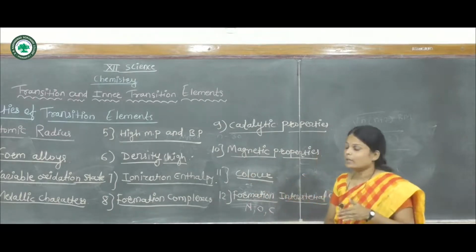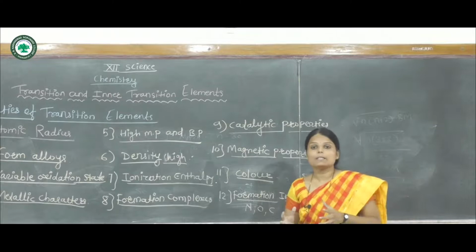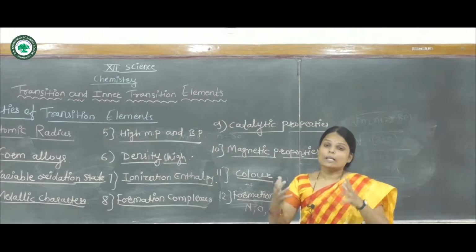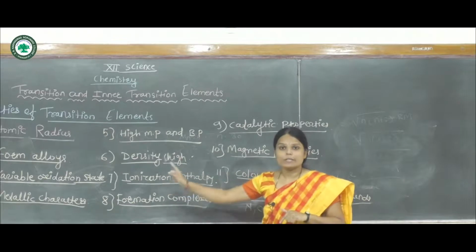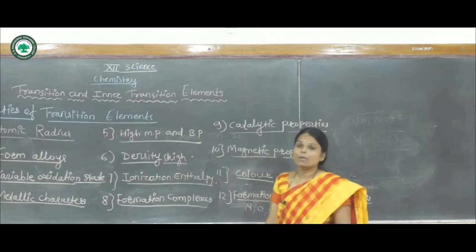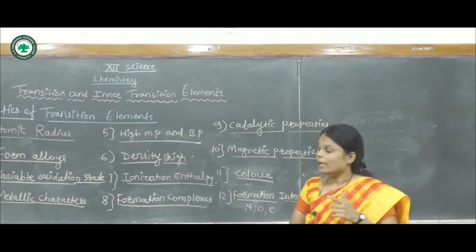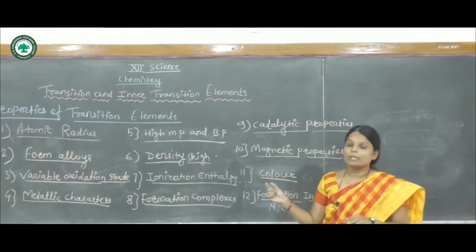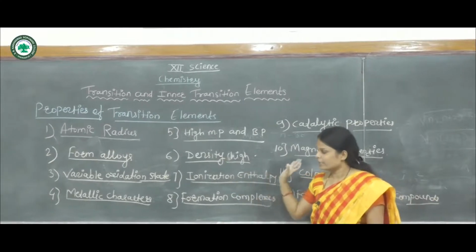They can form alloys. Why do they form alloys? Because all transition elements are metals, and metals combine with each other and easily move from one place to another, and that's why they can form alloys. The third property is variable oxidation state. Transition elements can show variable oxidation states. Why? Because a number of unpaired electrons are present in the d orbital or d subshell, and that's why they can show variable oxidation states.